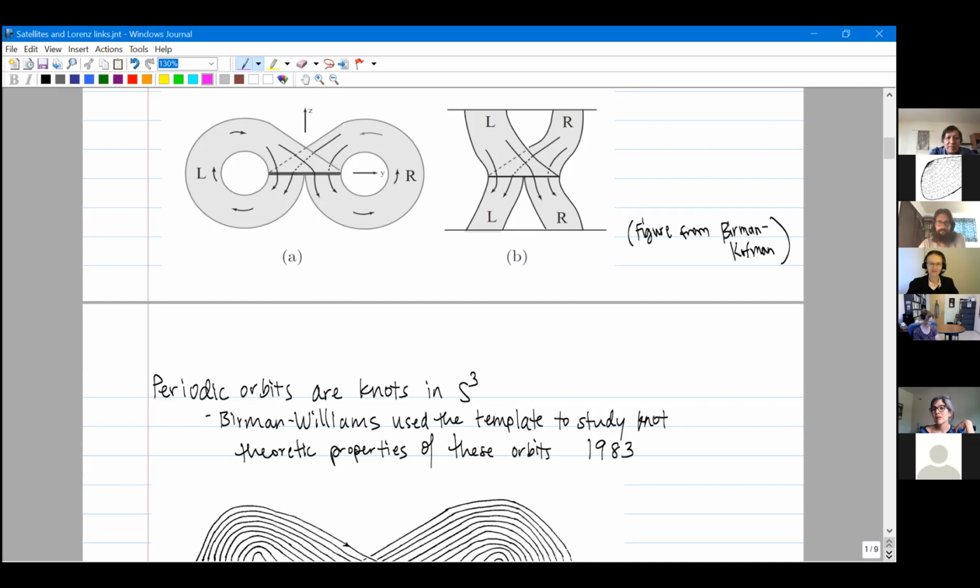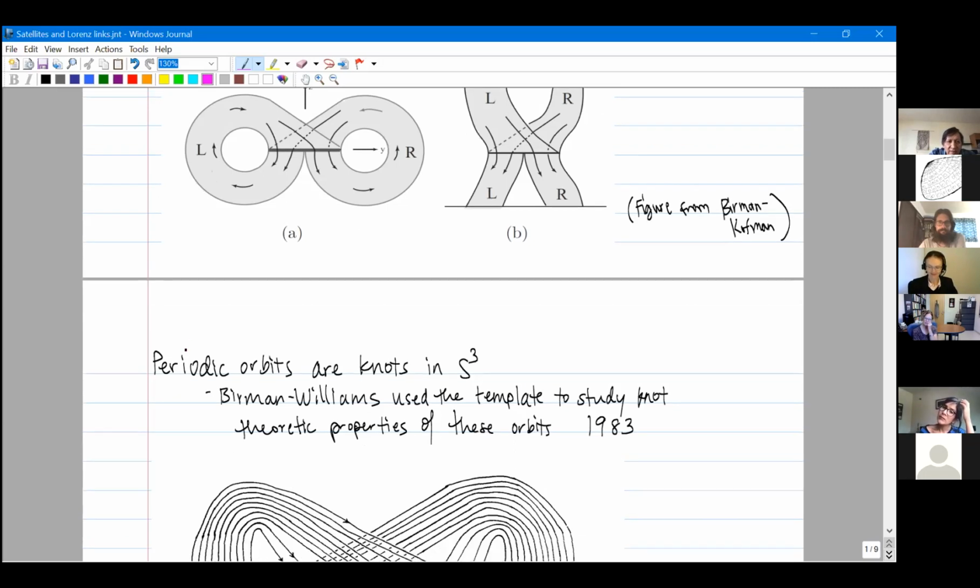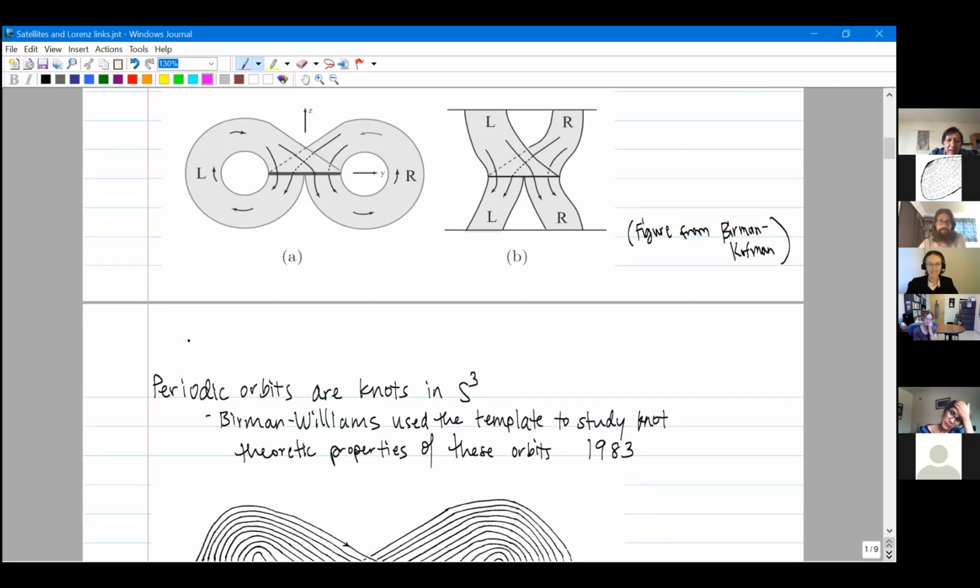But if you change the template, maybe you get different knots. Yes, and I think that was a follow-up. I think that Birman and Williams started looking at some other templates, and they actually found that with different templates, you could get every knot. So it became less interesting, possibly, for different templates.